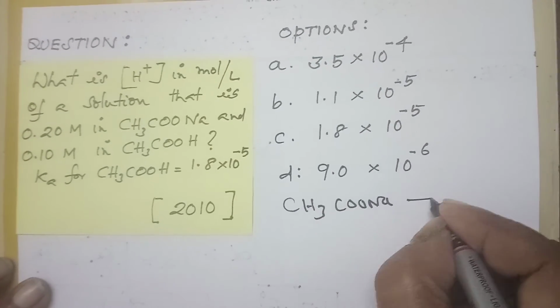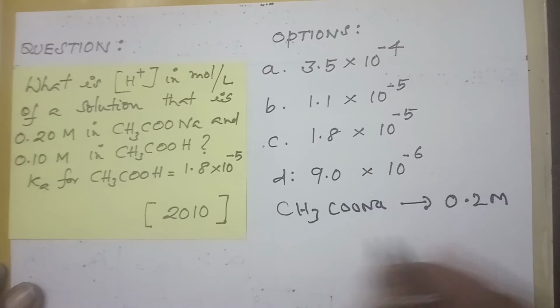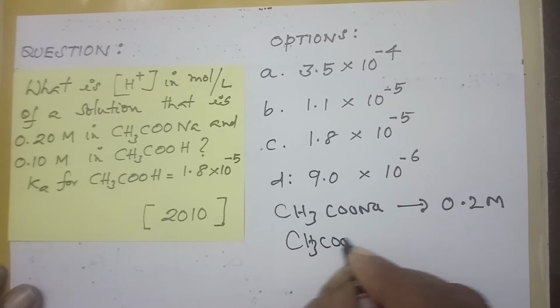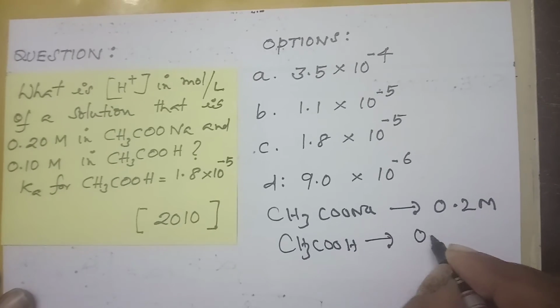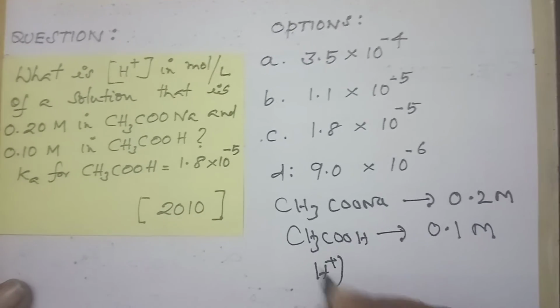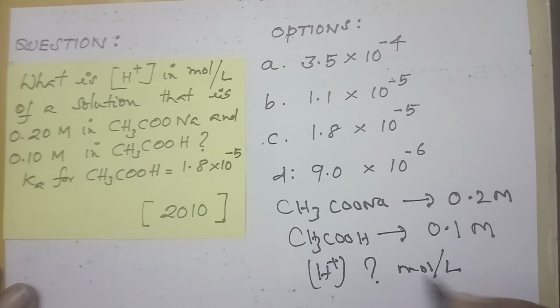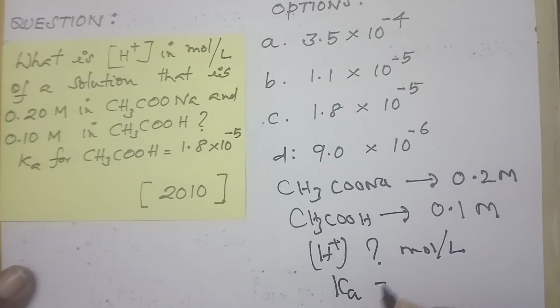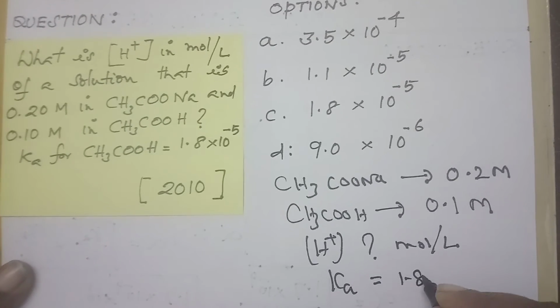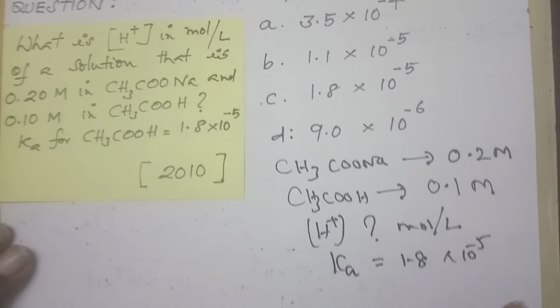First is given as sodium acetate with a concentration of 0.2 molarity. Another chemical available is acetic acid with a concentration of 0.1. They are asking what is the hydrogen ion concentration in the unit of moles per liter, and you are provided with the Ka for acetic acid, which is 1.8 × 10^-5. So these are the data available.